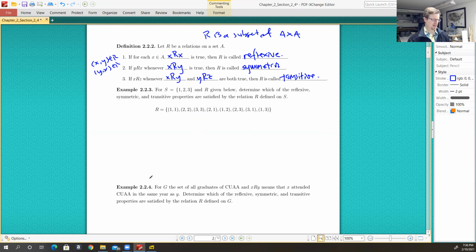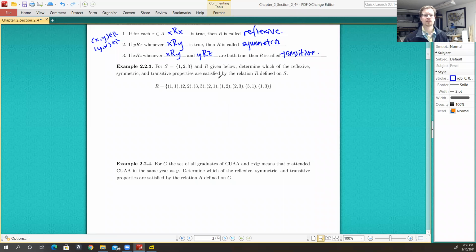Let's look at two examples. Let's say we have a set S = {1, 2, 3} and a relation on S. We want to determine which of the three properties, reflexive, symmetric, and transitive, are satisfied by the relation defined on S. Let's look at each of these. For now, we're not worried about giving justifications, not so much anyway. We'll get into that a little bit later.